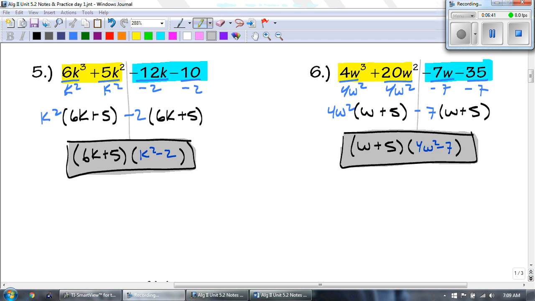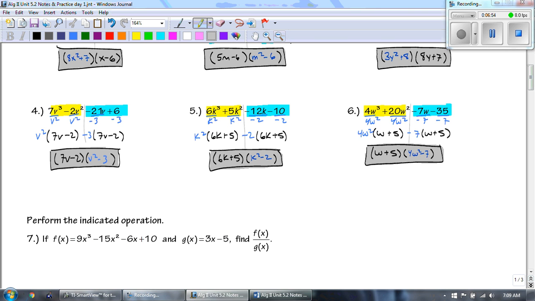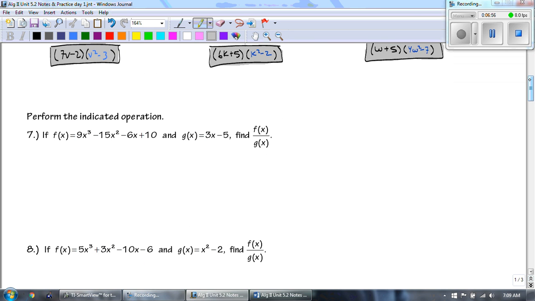Okay, and then our answers are 6k plus 5 and k squared minus 2, and then w plus 5 and 4w squared minus 7. Now, if you're having trouble with this, please come see Ms. Carranza or myself so we can help you out.